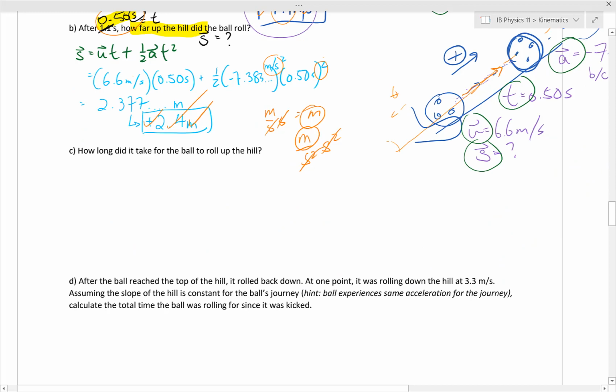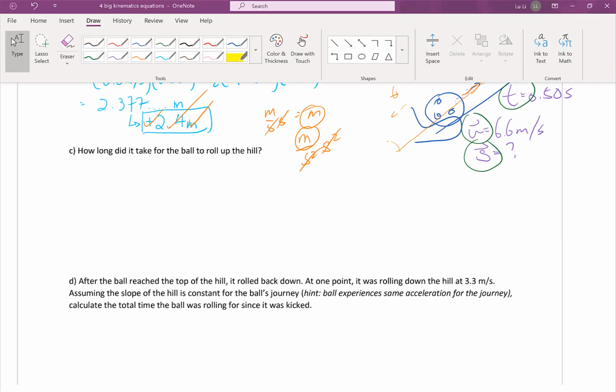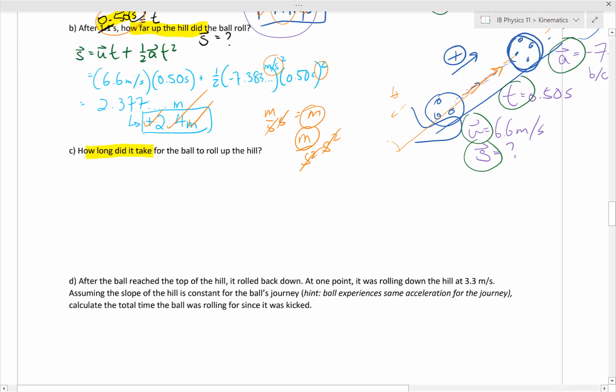Next question: how long did it take the ball to roll up the hill? Let's label our problem. When it's asking for how long, this is asking for a time.